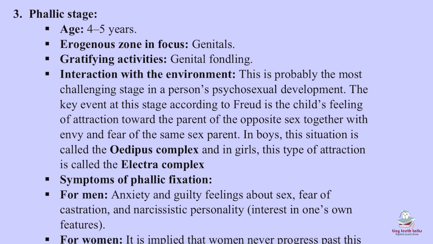Now, when we talk about the Electra complex, Electra was the daughter of King Agamemnon and Queen Clytemnestra. After Agamemnon returned from the Trojan War, the queen and her lover Aegisthus murdered him. So Electra, devastated, convinced her brother Orestes to help her avenge their father's death by killing their mother and her lover. These myths become a metaphor for a daughter's intense emotional attachment to her father and rivalry with her mother. So that's why it is called the Oedipus complex and the Electra complex.